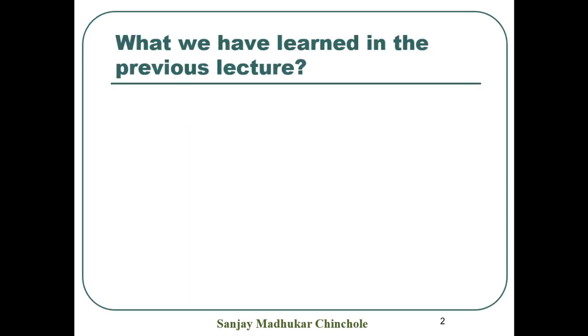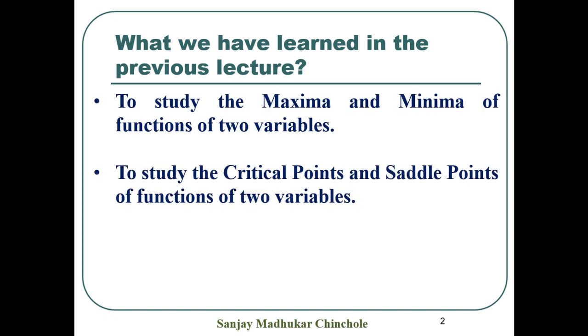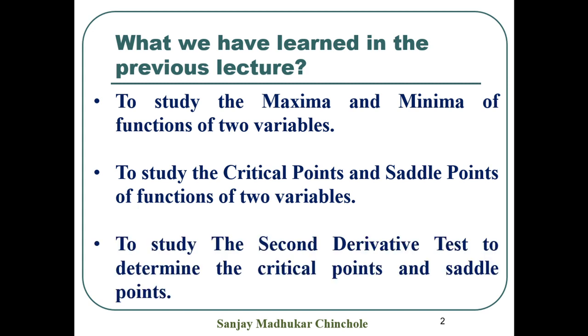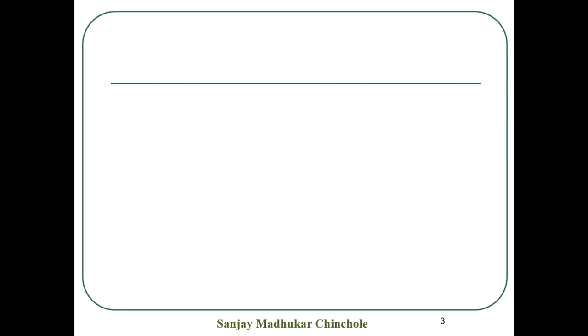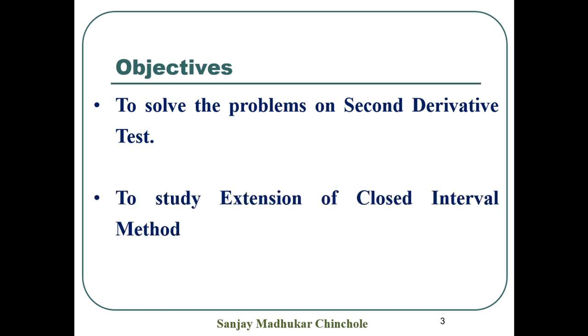In the previous lecture, we learned the maxima and minima of functions of two variables, to study the critical points and saddle points of functions of two variables, to study the second derivative test to determine the critical points and saddle points. In this lecture, we are going to solve problems on the second derivative test and study the extension of the closed interval method.